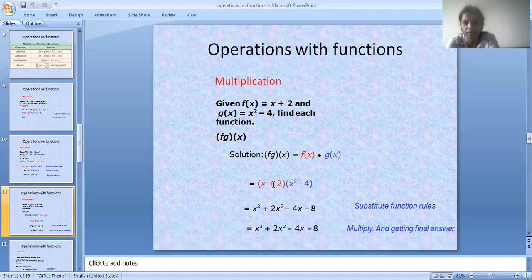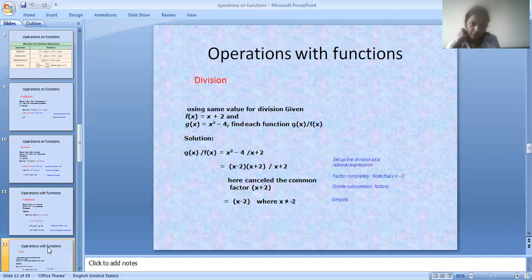That means the value of f of x is x plus 2 and the value of g of x is x square minus 4. Here we open the bracket, then we multiply the first bracket by the second bracket. First, x times x square is x cube. x times minus 4 is minus 4x. 2 times x square is 2x square, and 2 times minus 4 is minus 8. Finally, we get the answer x cube plus 2x square minus 4x minus 8.